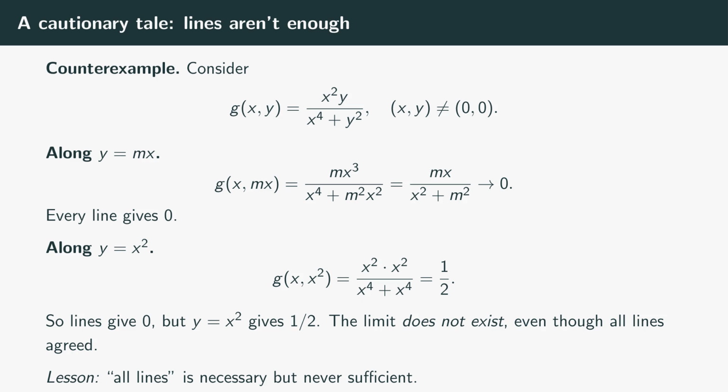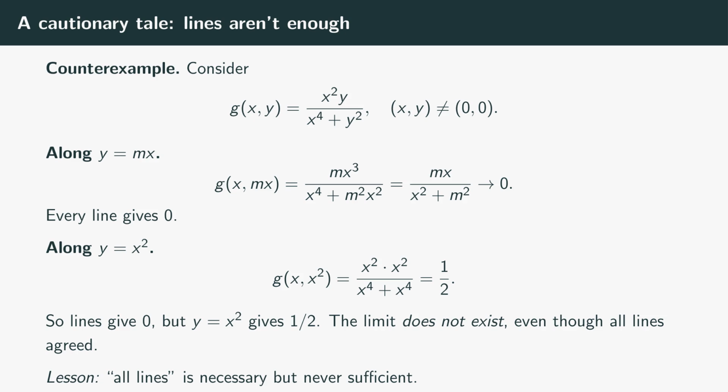Consider g of (x, y) equals x squared y over x to the fourth plus y squared. Along any straight line y equals mx, compute g of (x, mx) equals x squared times mx over x to the fourth plus m squared x squared, which is mx cubed over x squared times the quantity x squared plus m squared, which is mx over x squared plus m squared. As x approaches 0, this tends to 0 for every slope m, including the vertical line x equals 0, which gives identically 0, so every line through the origin contributes 0.